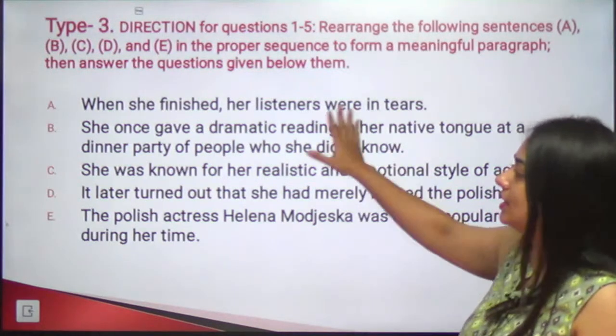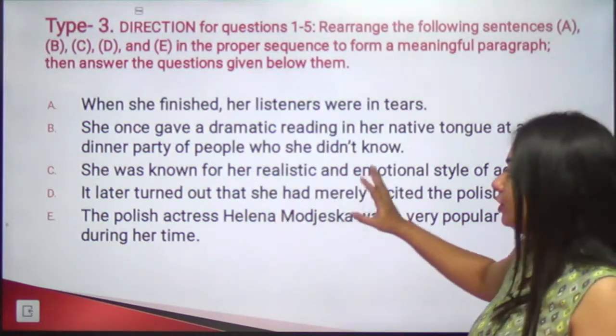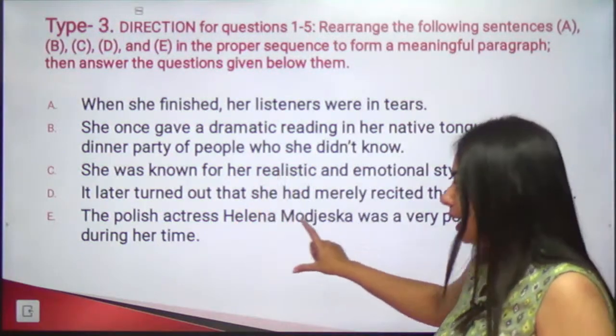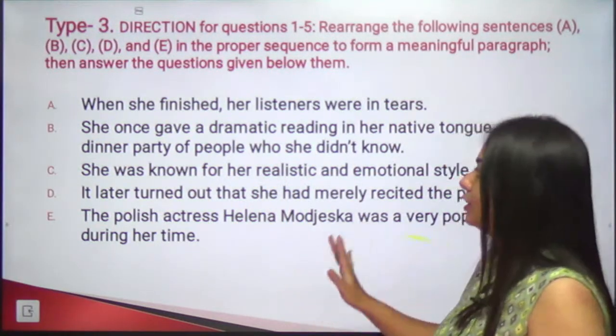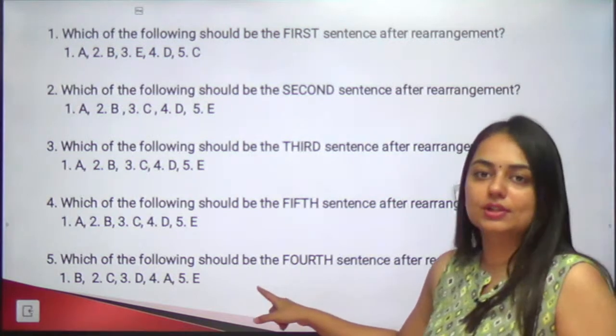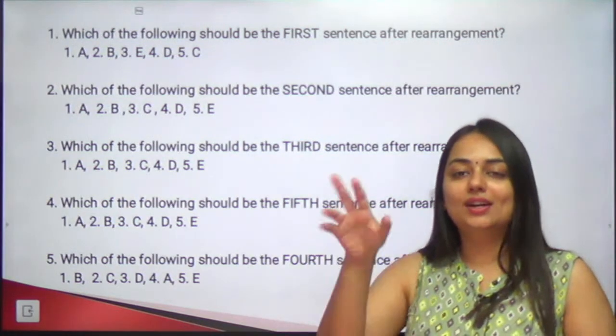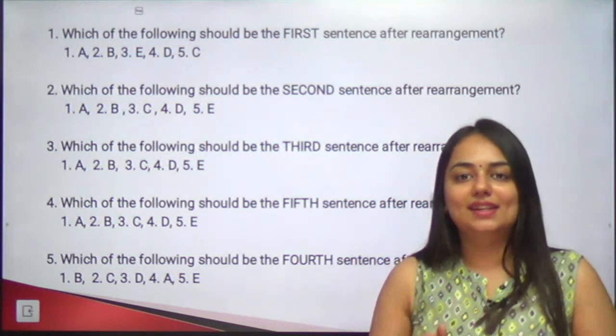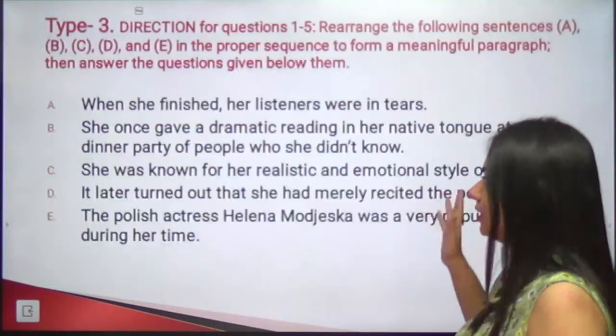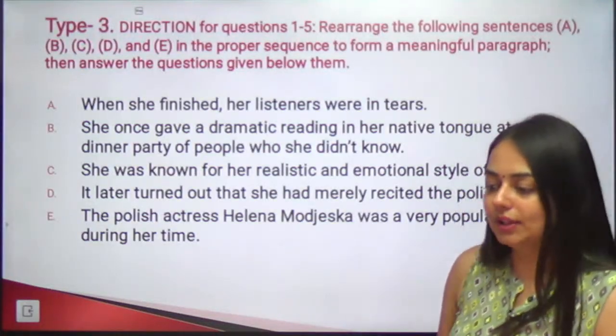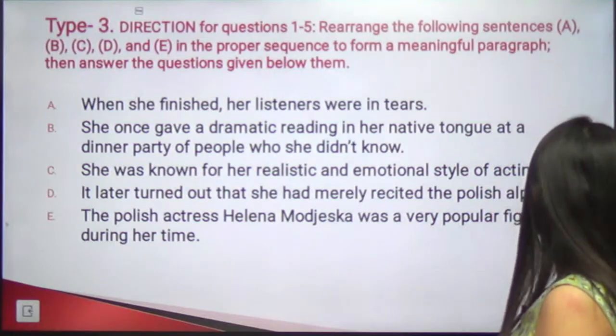So there are these 5 sentences and you have to arrange these sentences and write the order down, and then later on they will ask you different questions. What was the fifth sentence? What was the third sentence of the passage? What is the first sentence of the passage? So they can give you questions like this also, rather than asking you the order in one go.